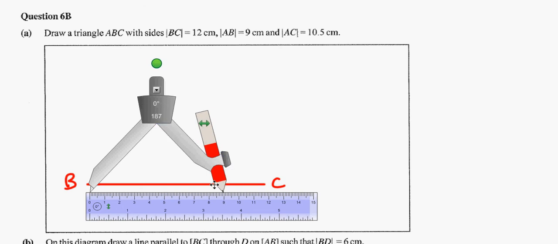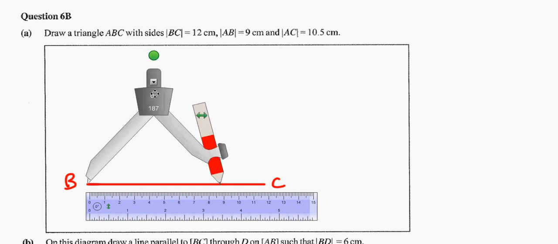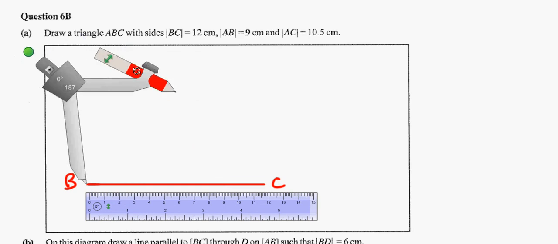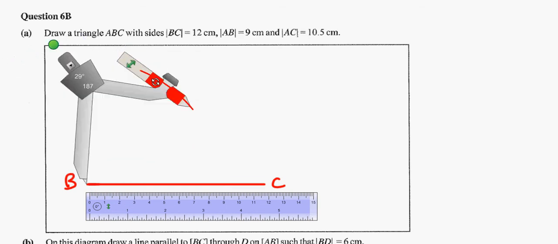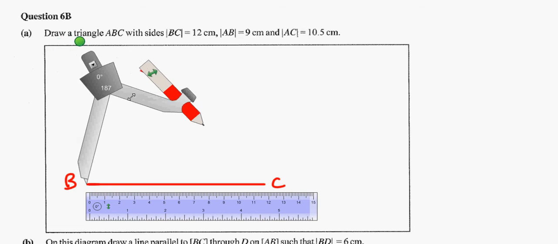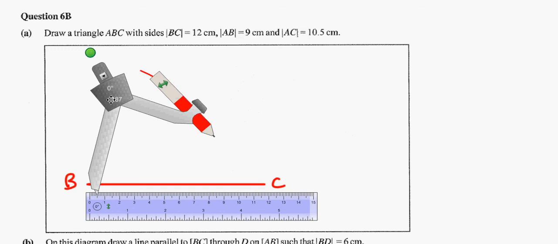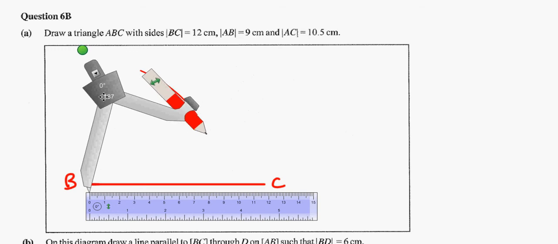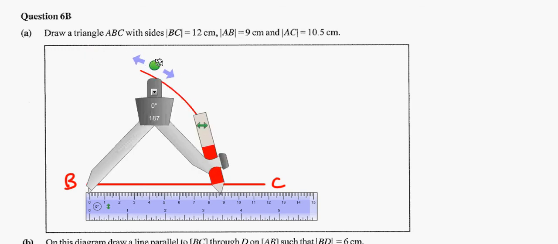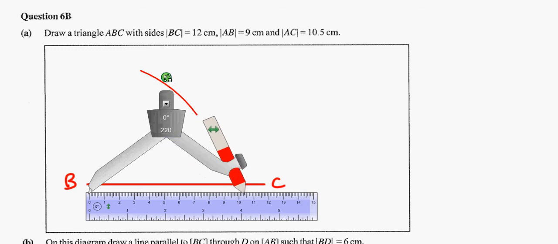Okay, so this is going to be 9 centimeters here, and we're just going to make a mark up in the sky like so. Right, so that's our first mark here. Then we're going to come over, and we're going to do a 10.5 length line for AC. So we're just going to make this wider until we get to 10.5. That's pretty much it. Just make sure it's flat.